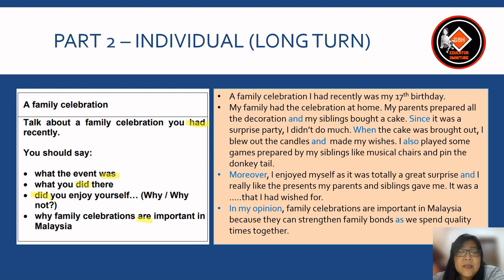Okay, for the last task, since it is asking for opinion, you have to use phrases like in my opinion, okay, from my point of view, or I believe. Okay, so you have to use these expressions. In my opinion, family celebrations are important in Malaysia because they can strengthen family bonds as we spend quality time together. Okay, so these are the answers for all the 4 tasks.